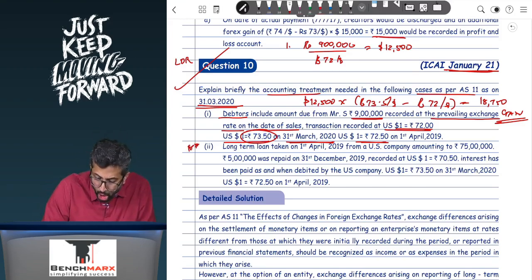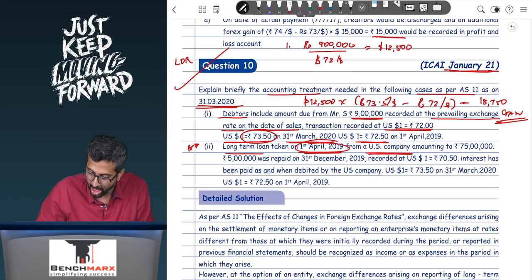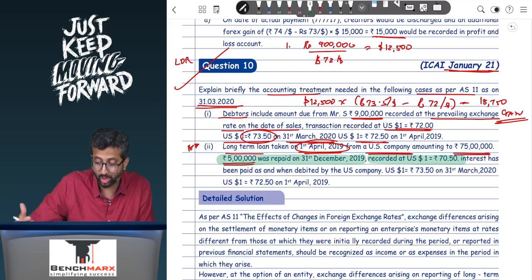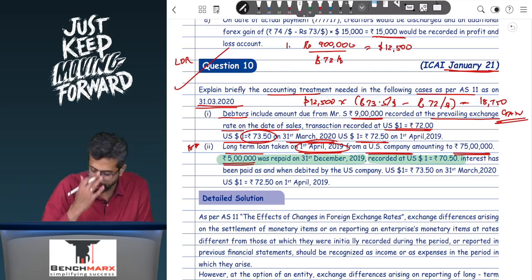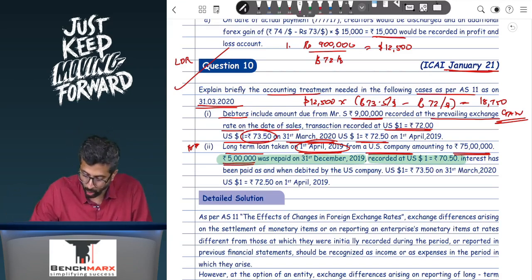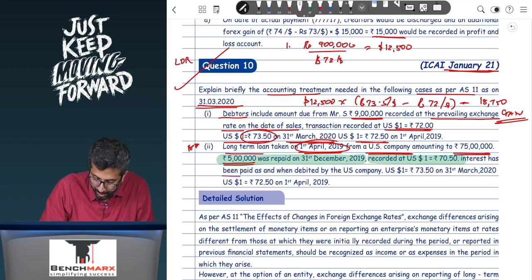Second part, long-term loan taken on 1st April 19 from a US company. Loan is taken on 1st April 19, that is at the start of the year, amounting to rupees 75 lakhs. So this is given in rupees. 5 lakh rupees was repaid on 31st December. This is a problem area, and recorded at 70.5. So when you were repaying, you repaid 5 lakh rupees, but that 5 lakh rupees was repaid when the rate was 70.5. So you'll have to figure out how much dollar was paid. Interest has been paid and has been debited by the US company.